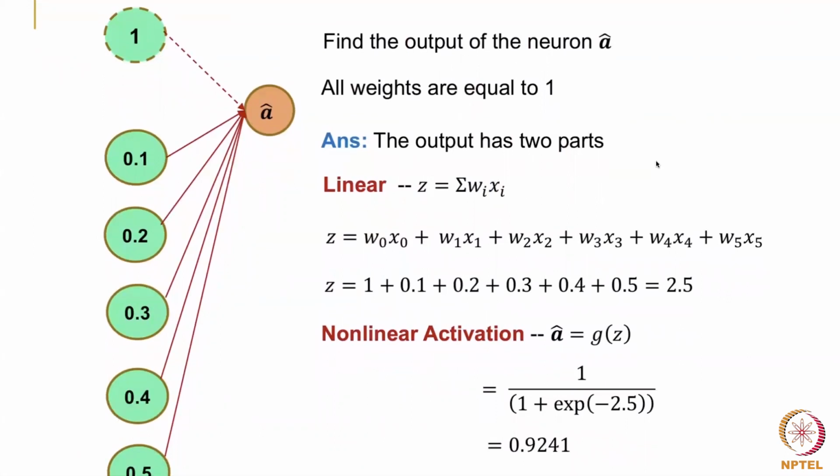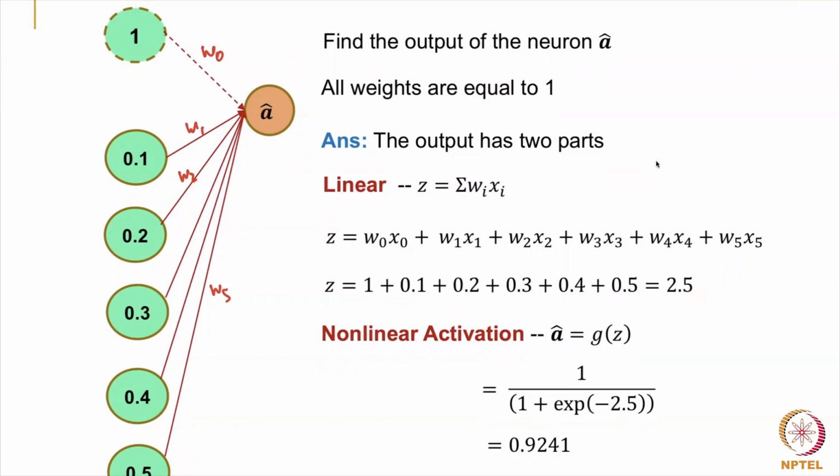The output, always remember, has 2 parts. The first part is the linear part, which we also call the linear activation. The linear activation simply is W0 plus W1 x1 plus W2 x2 up till W5 x5. So we can write that down here. W0 is 1, because all weights and biases are equal to 1. It multiplies 1, of course, so that's 1. Then it's 1 times 0.1 plus 1 times 0.2. So this whole thing sums to 2.5.